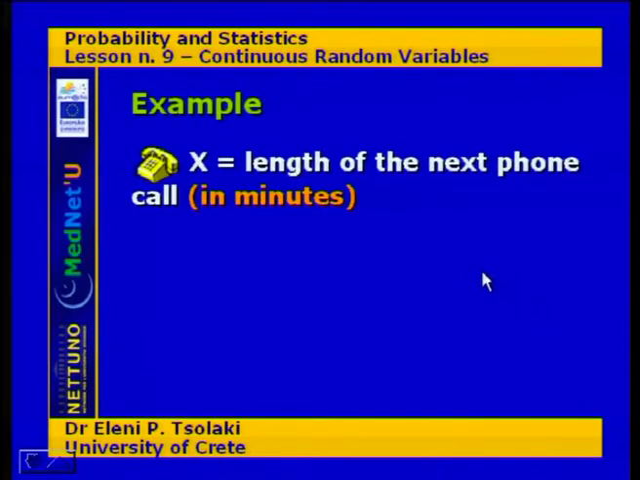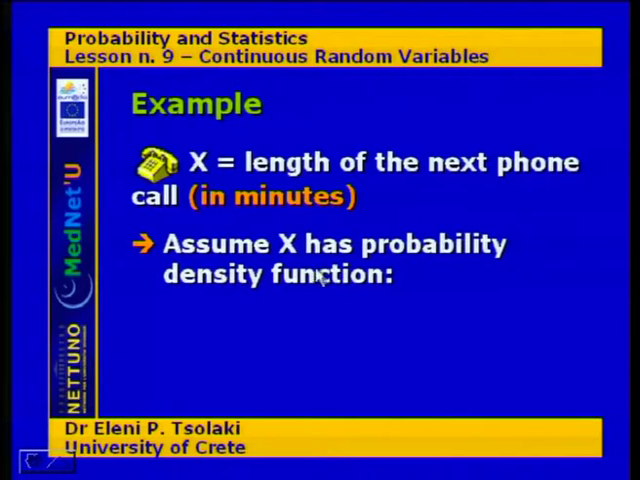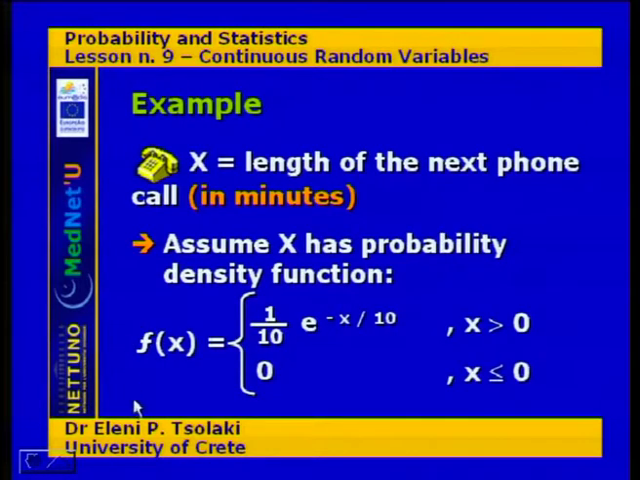We are going to go through an example. Here we have x be the length of the next phone call in minutes. We assume that x has probability density function given here. We note that here the probability density function can be different for different x. So it's given by this formula when x is greater than 0. And in this case it is 0 for x less than 0.